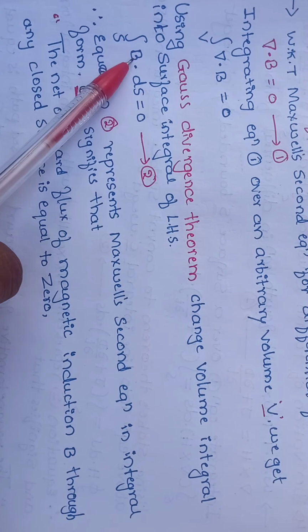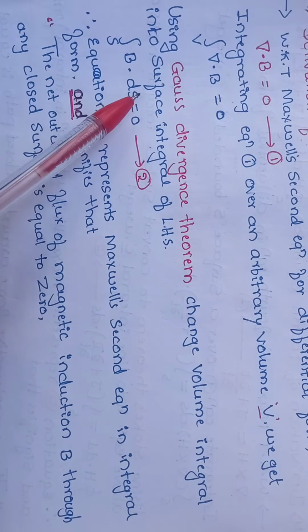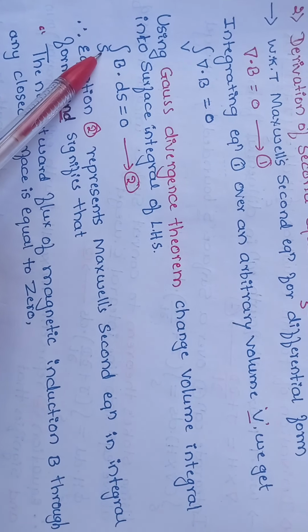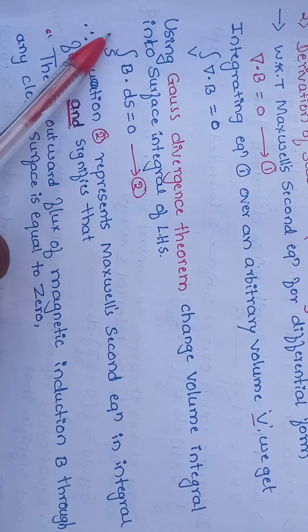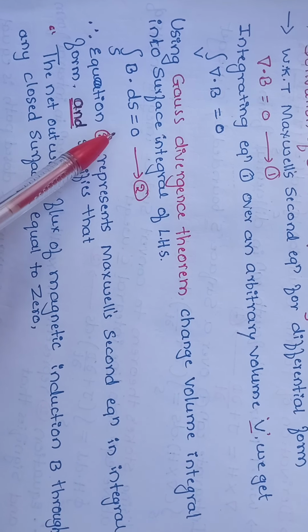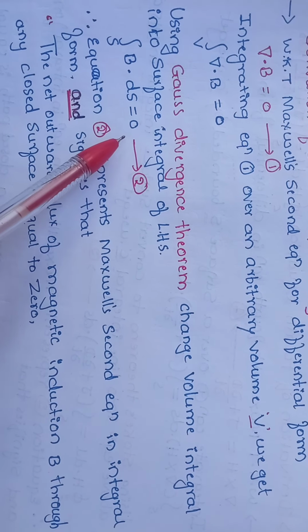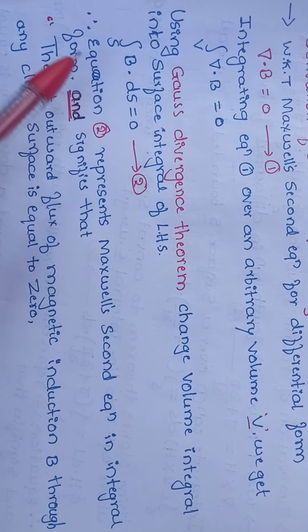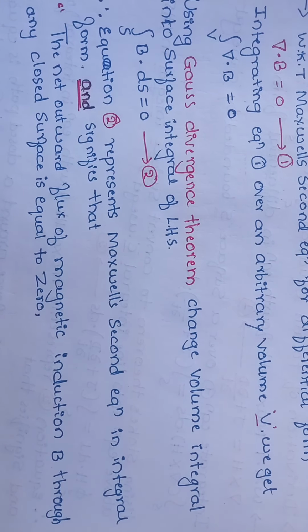B is the magnetic induction. The net outward flux of magnetic induction B through any closed surface S, S is the closed surface, is equal to 0. Okay, this is the derivation of Maxwell's second equation in integral form.